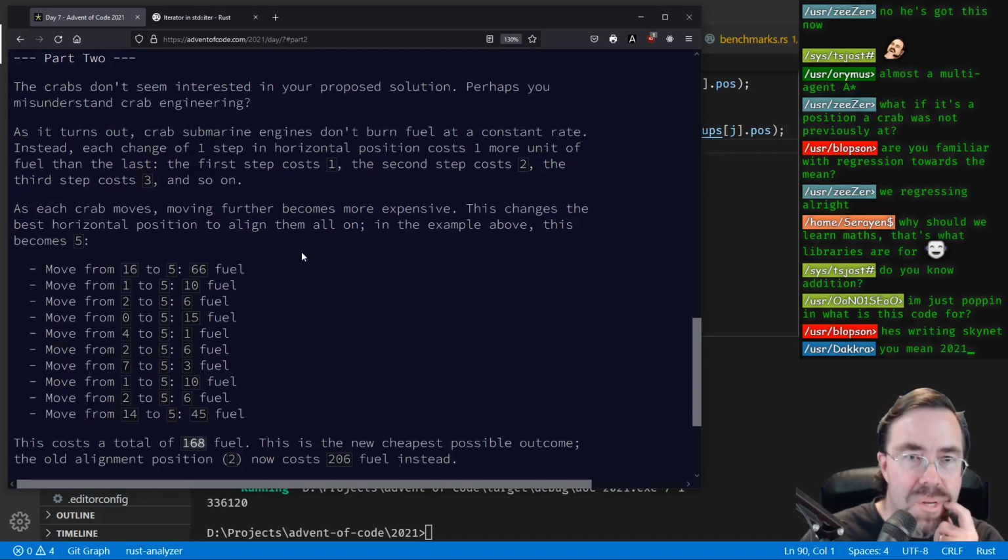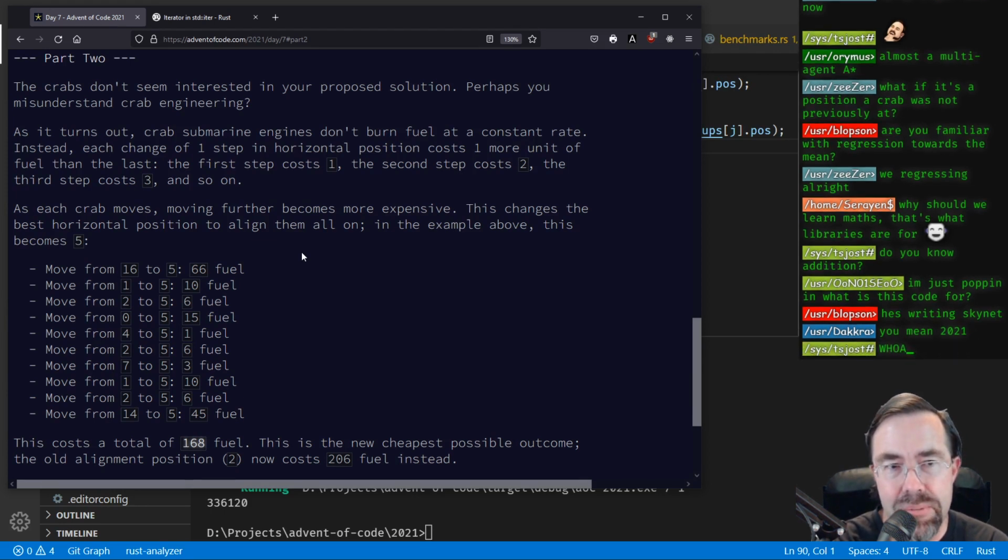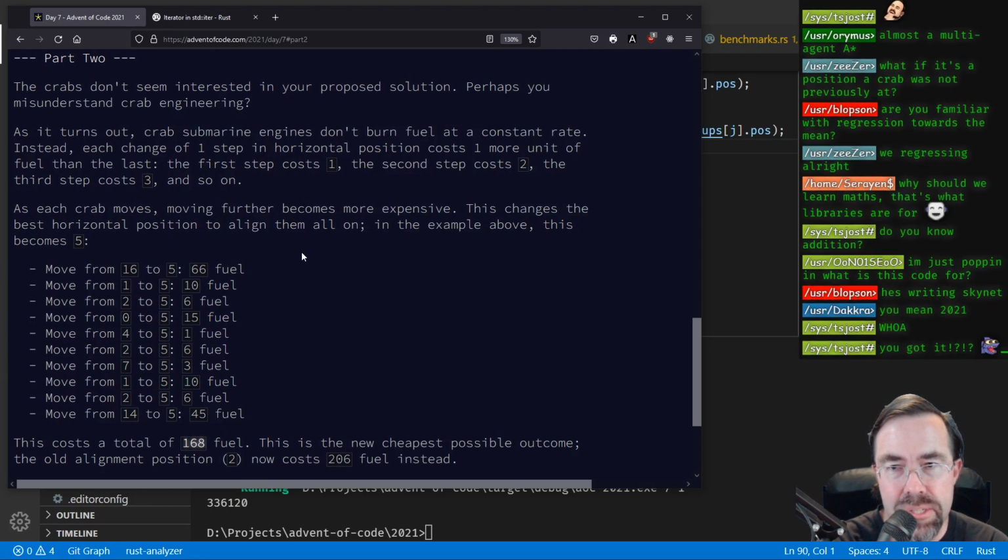Here we go. The crabs don't seem interested in your proposed solution. Perhaps you misunderstand crab engineering. As it turns out, crab submarine engines don't burn fuel at a constant rate. Instead, each change of one step in a horizontal position costs 1 more unit of fuel than the last. Well, this is easy. We're just going to change our cost function, right? Now that I have a brute force solution, second step costs 2, 3, etc., and so on. So each crab moves. Moving further, it becomes more expensive.